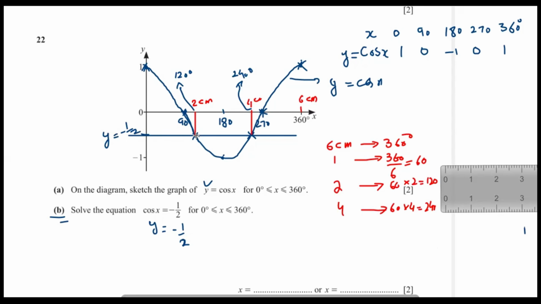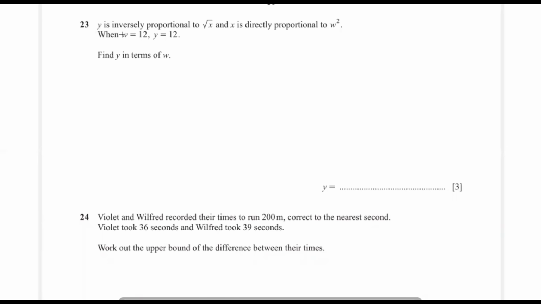It intersects the curve at this position where x is equal to 120 degrees and y is equal to 240 degrees. This is the answer.